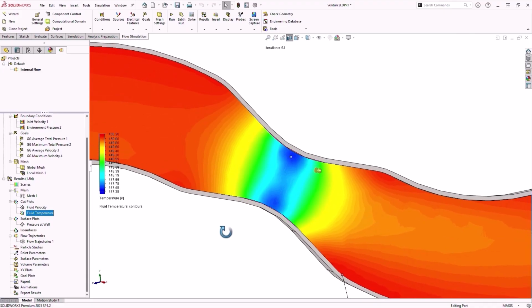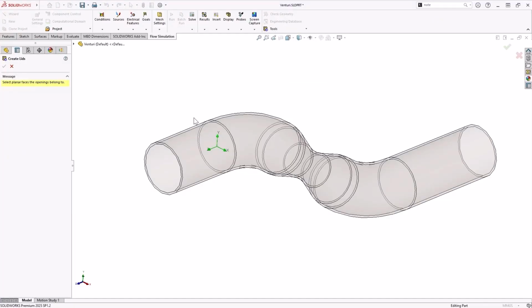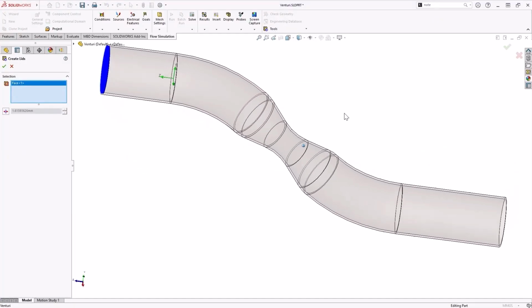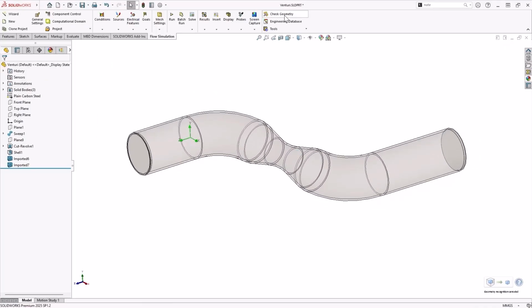In fact, to prepare a model for internal analysis, we need to seal off any openings with additional geometry called lids in order to define a watertight internal region, separating it from the outside environment.